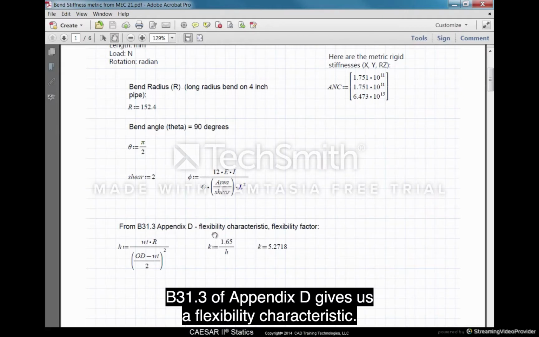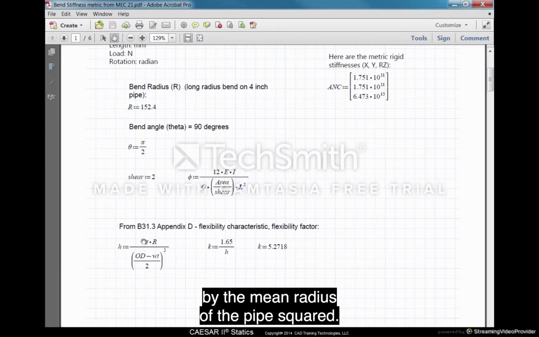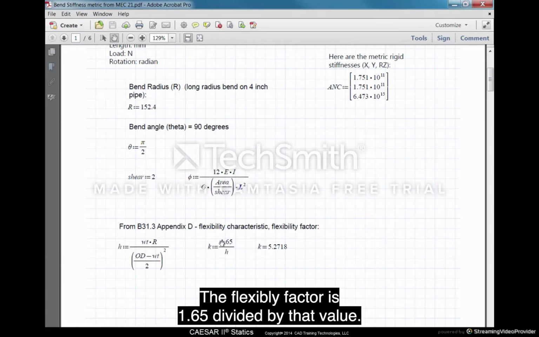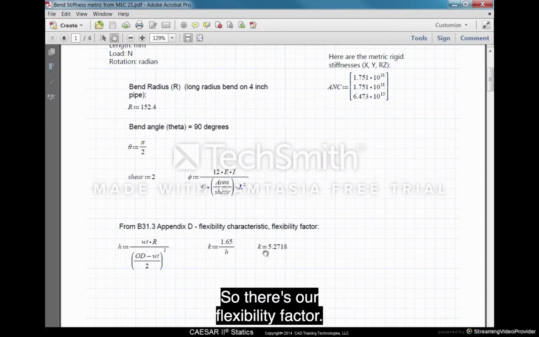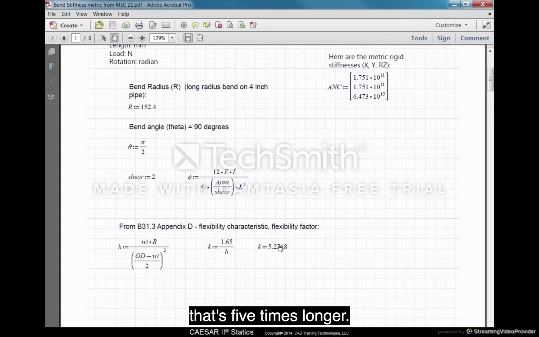B31.3 Appendix D gives us a flexibility characteristic: the wall thickness of the pipe times the bend radius divided by the mean radius of the pipe squared. That's the flexibility characteristic. The flexibility factor is 1.65 divided by that value. So there's our flexibility factor. That means this pipe is, in bending, as flexible as a straight run of the same arc of this bend that's 5 times longer.